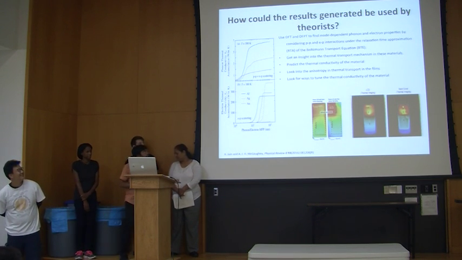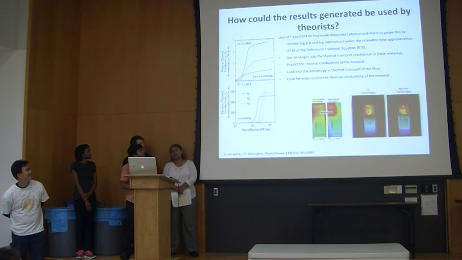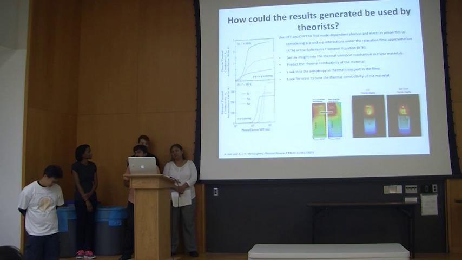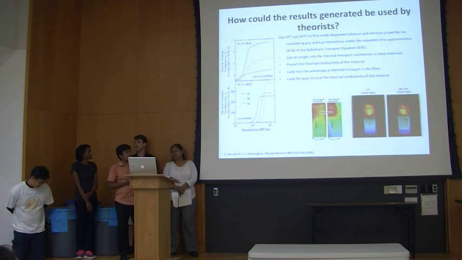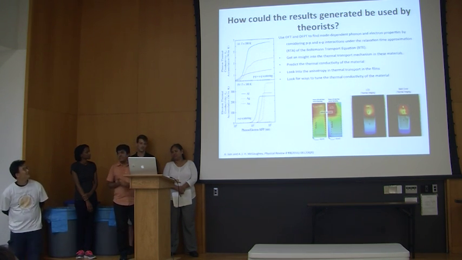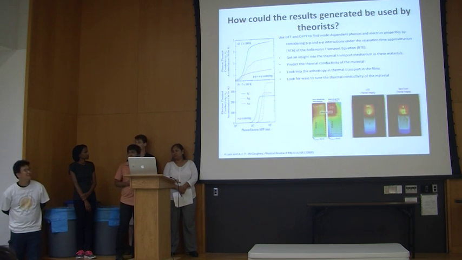So the last part is how could the results generated be useful for the theorists? One of the applications that the author is eyeing is touchscreen sensors, solar cells, and various electronic devices. And we know that when you decrease the size of the devices, they generate a lot of heat. Hence it's very important to look into the thermal properties of these materials. It's known that this material is supposed to have high electrical conductivity, and electrons should be the major carriers of heat.